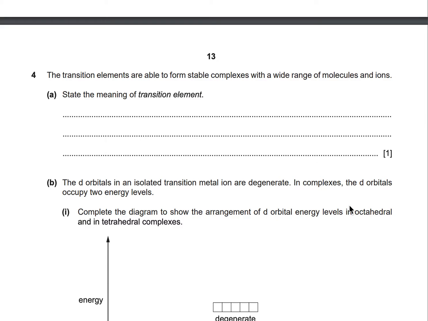Now moving on, it says state the meaning of transition element. So we need to know the exact definition. It is an element that forms one or more stable ions.